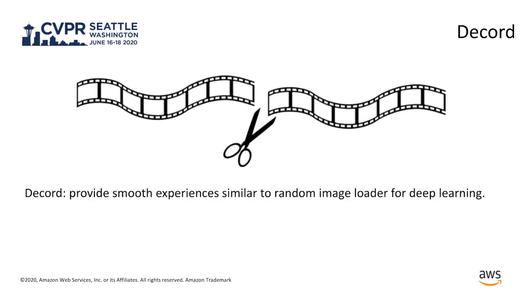There are also many other reasons to go for Decord. Now let's introduce what Decord is. The goal of Decord is to provide a smoother user experience, similar to a random image loader for deep learning. The reason we named it Decord is because it is like a reverse procedure of record.